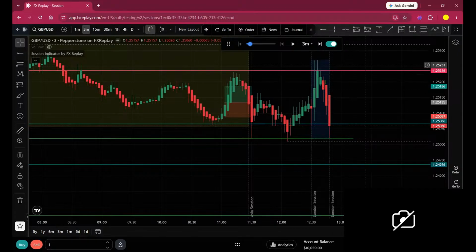And now the same way. London has opened, right? Okay, this is the London session. Now see, London is bearish, so the market can easily hit this one. The market can easily come down like this.